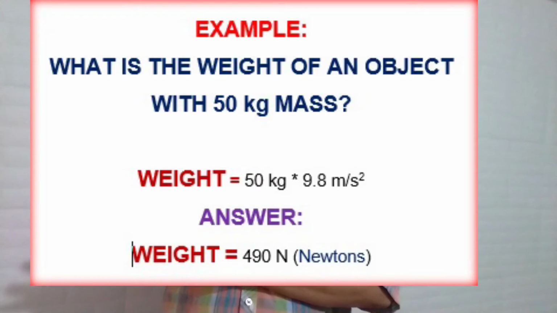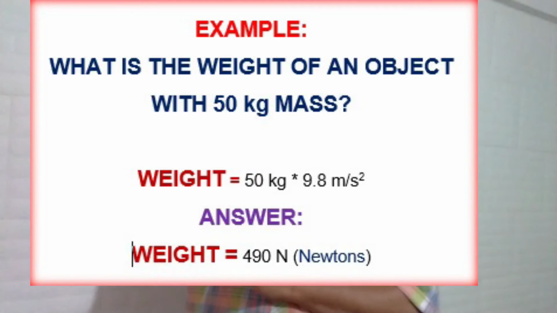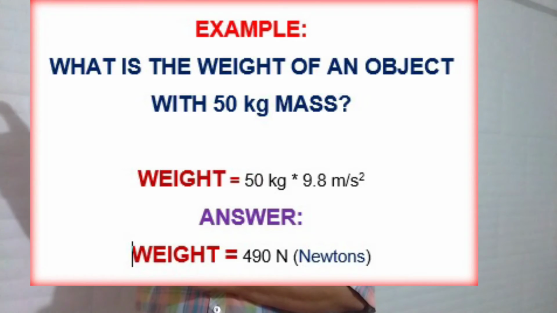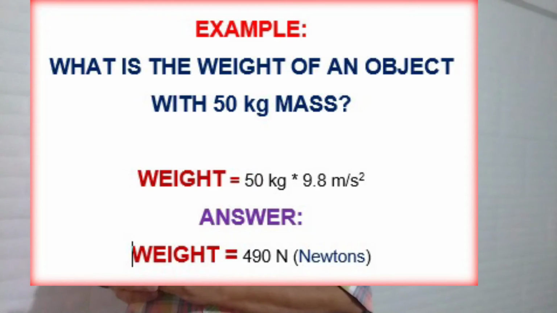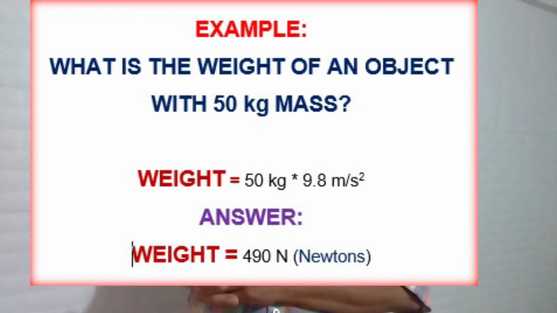Example: what is the weight of an object with 50 kilograms mass? Weight is equal to 50 kilograms times 9.8 meters divided by second squared. Answer: weight equals 490 newtons.